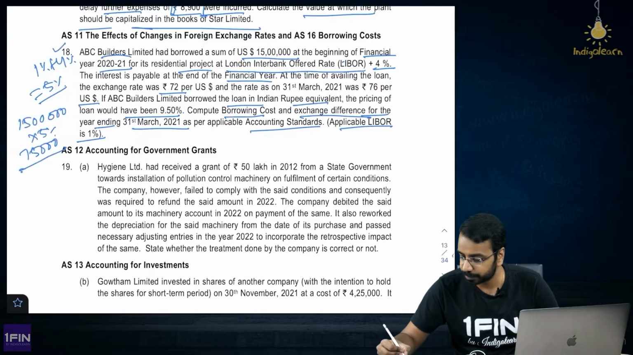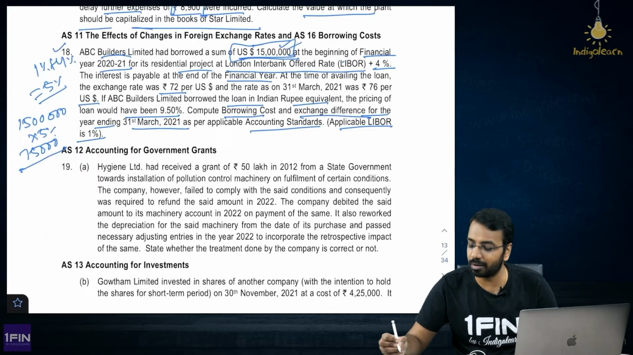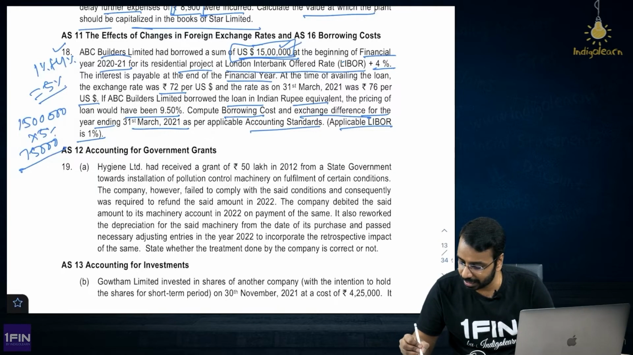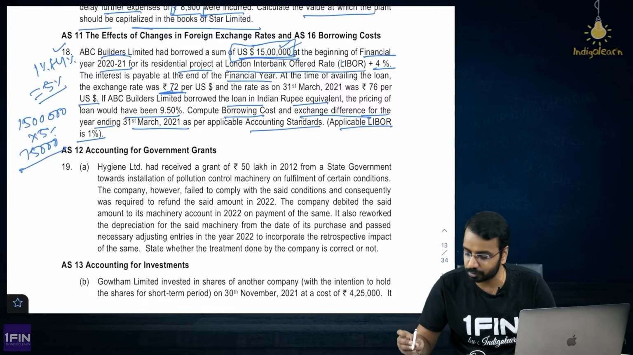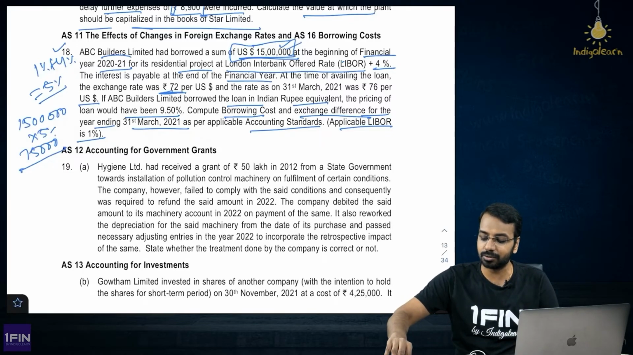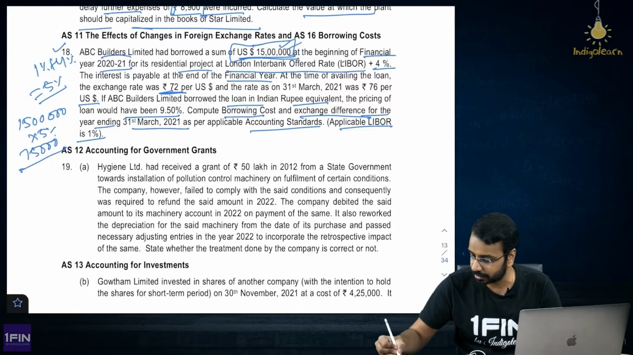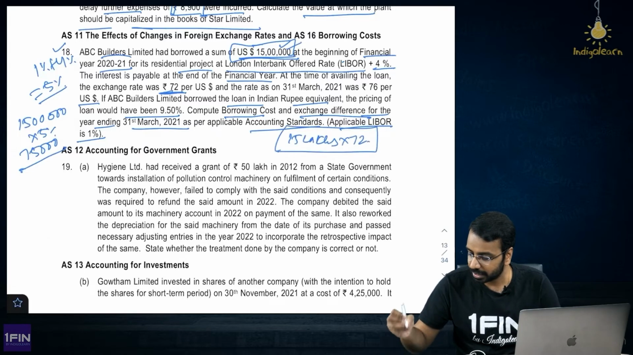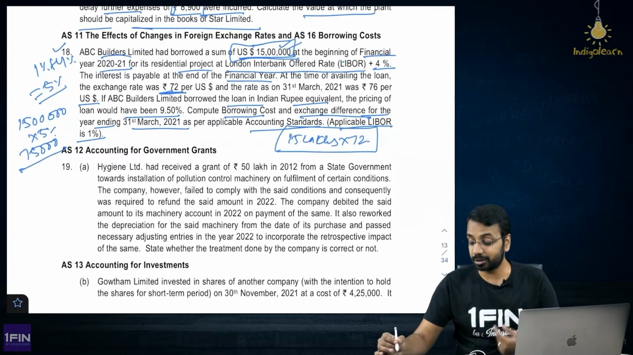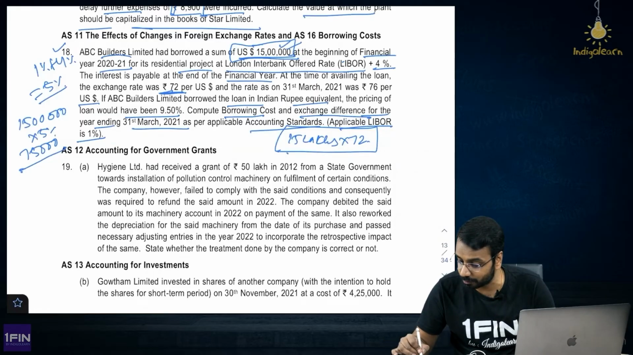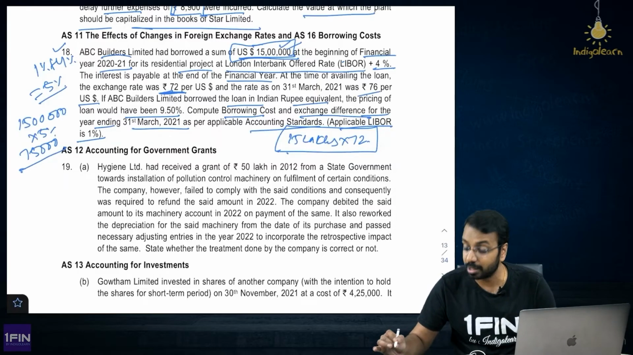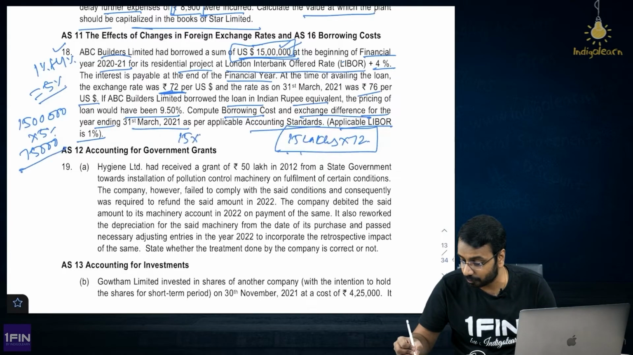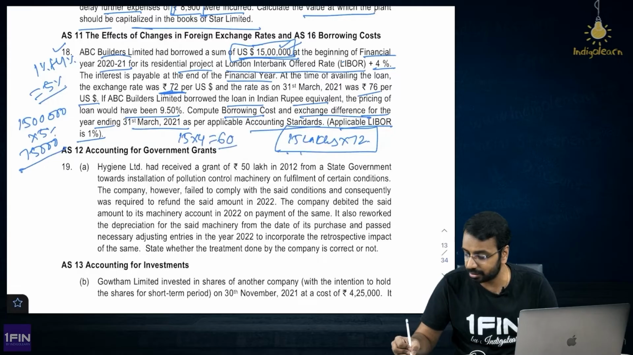Now, what we need to do is, now 15 lakhs you have borrowed in USD and on that date, what is the rate? 72. So what is the amount borrowed? 15 lakhs into 72. Okay. Then there is an exchange fluctuation on this 15 lakhs when it moves from 72 to 76 because the rate has increased. 15 lakhs into 4. 60 lakhs is your exchange difference.